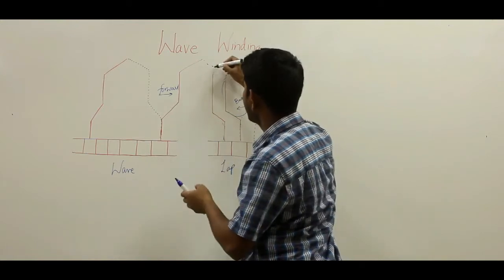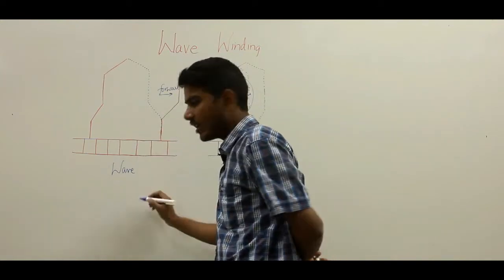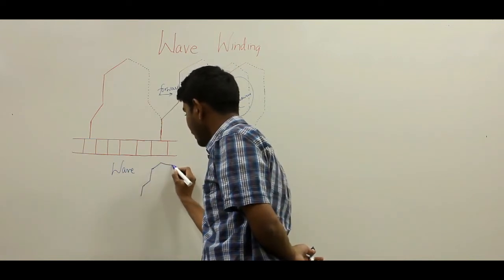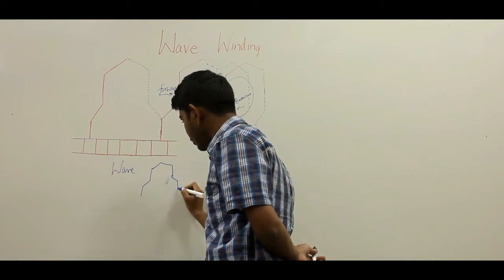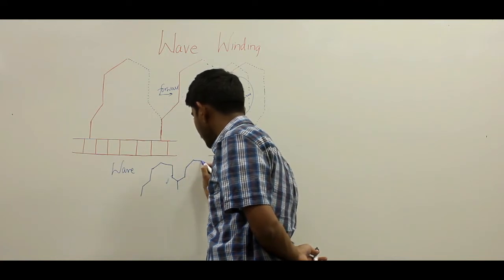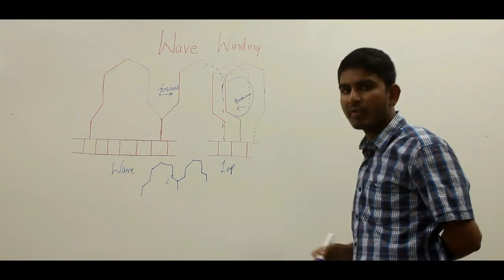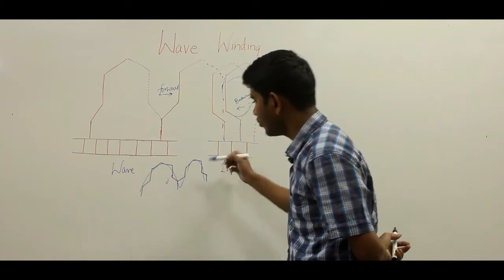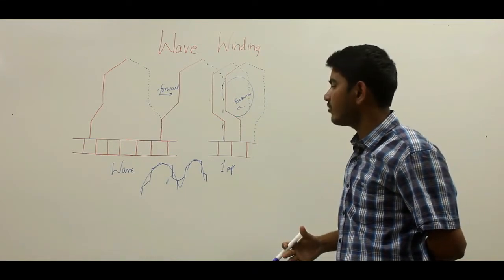Again here you will have its closing end, and this winding looks like a wavy shape. So the shape of the winding appears to be wavy, and therefore this winding is called wave winding, because this is a wave, and this is another wave. As the winding shape looks wavy, it is called a wave winding.